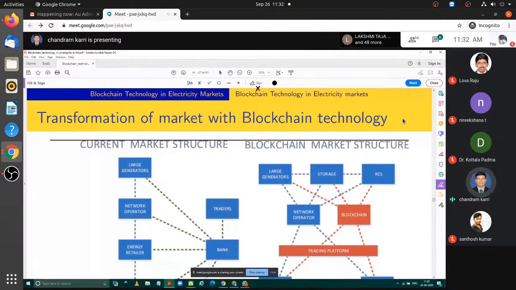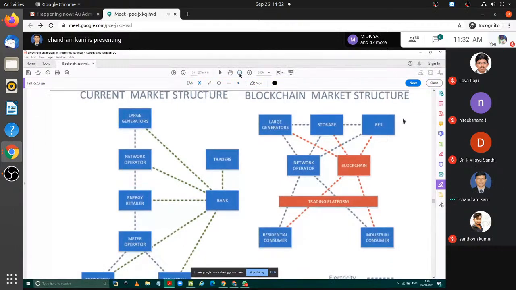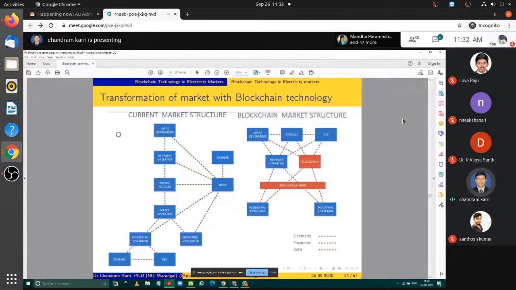This gives the information about the transformation of markets with blockchain technology. You see the left side, what is the current operation of the market structure? As you know, in the current market structure, there are generators, like suppliers, large generators. The main players are generators and consumers. And now, due to the development of renewable energy sources, there is storage capacity with renewable energy sources. The large generators and consumers approach the bank, and trading will happen here.